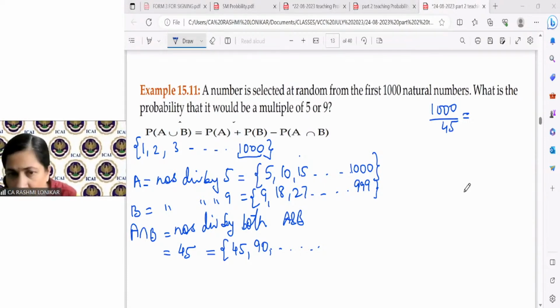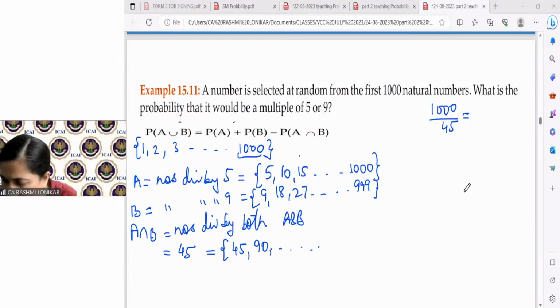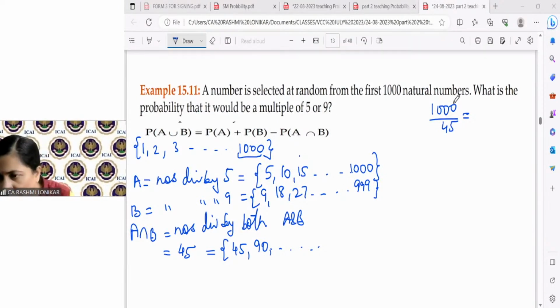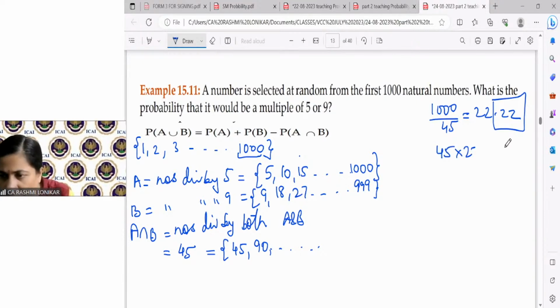So I have 1000 divided by 45. That comes to 22.22. So I will ignore the decimals and just say 45 into 22. How much is that? 990. So for this, you have 45 up to 990.